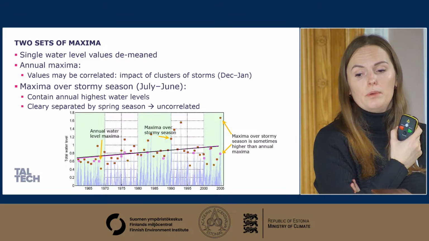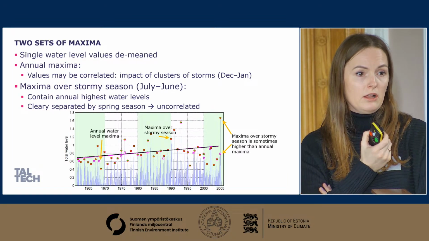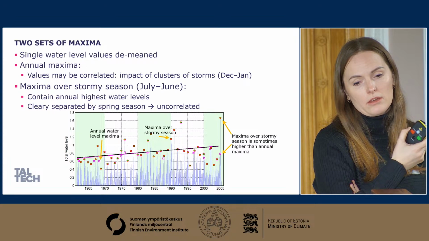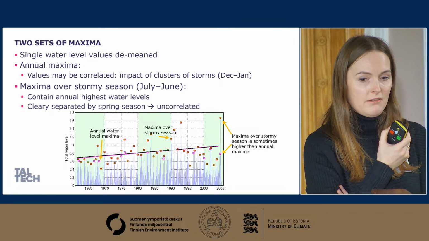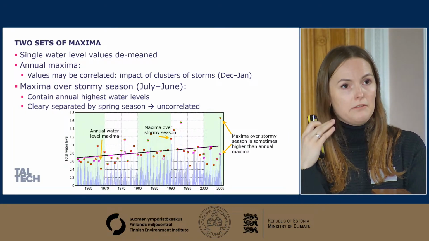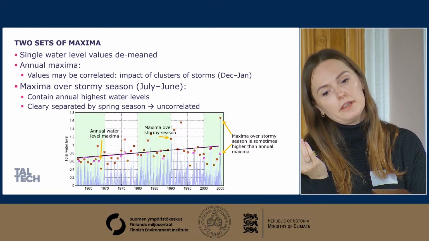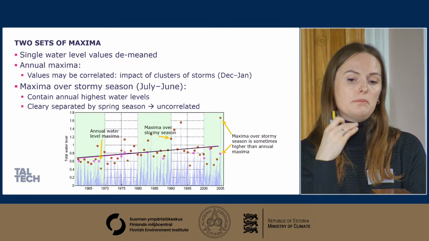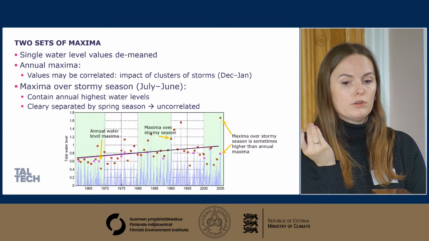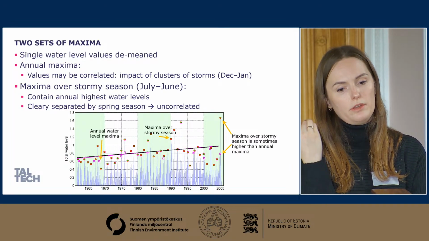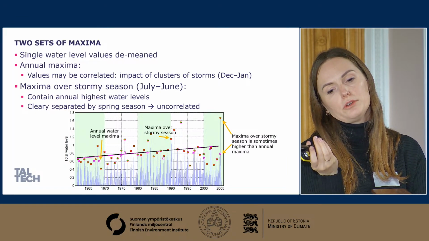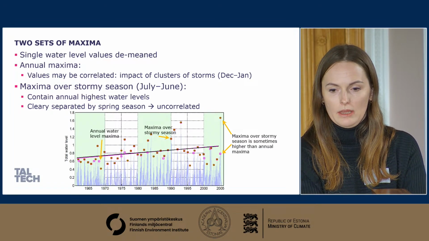To estimate the extreme value parameters of water level maxima, we used the largest value that occurred during the calendar year. In the conditions of the Baltic Sea, these values may be correlated due to the impact of clusters of storms that elevate the background water level of the Baltic Sea and may appear in December of one year, and the same event may continue in January of the next year. To avoid that kind of correlation, we use another set of maxima over the stormy season, starting from July of one year and ending in June of the subsequent year.